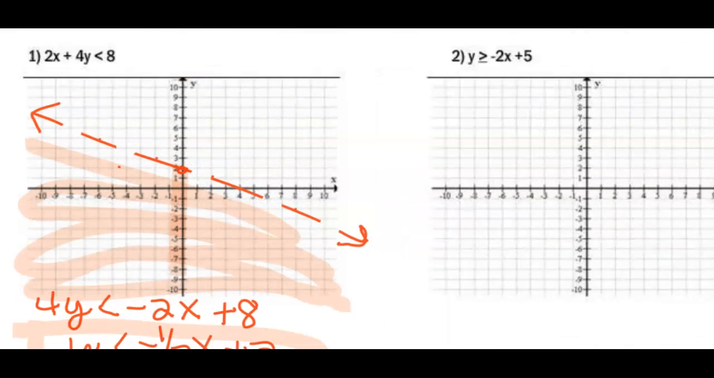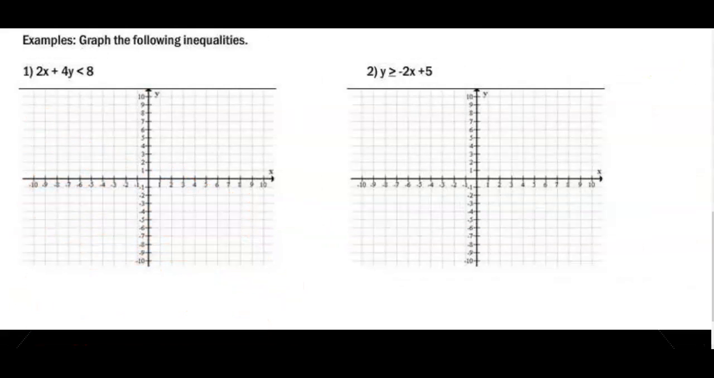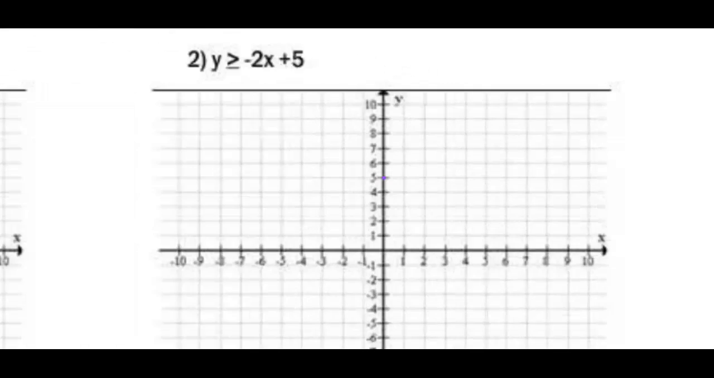All right, let's look at example number 2. This one is nicer because the y value is isolated. So all I have to do is plot my y-intercept and apply my slope. In this case, the y-intercept is at positive 5, so I'm going to put a point at positive 5.